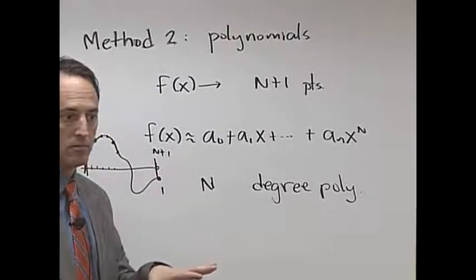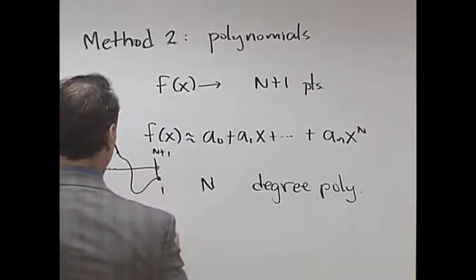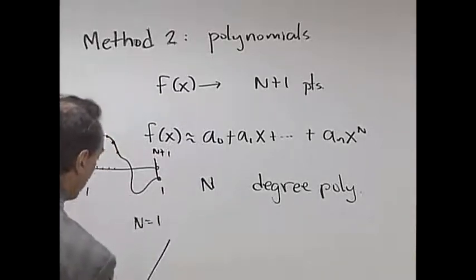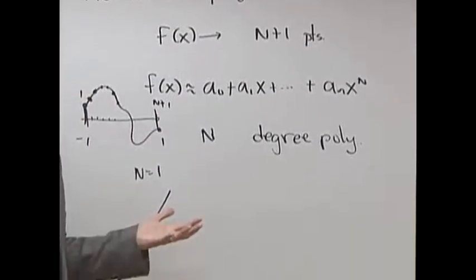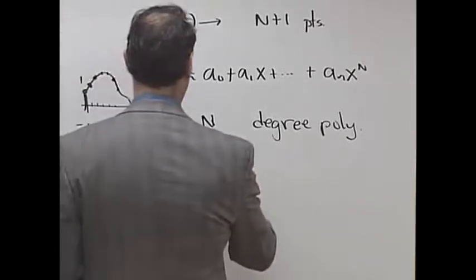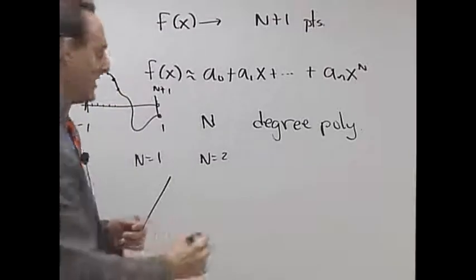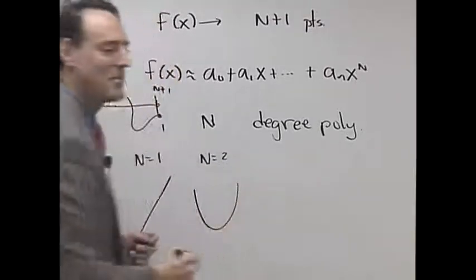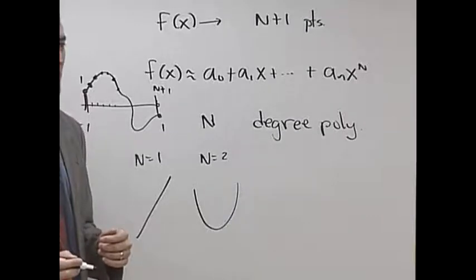First-degree polynomial. Let's talk about that. It's like a line, right? A0 plus A1x. What does the second degree look like? A parabola. You remember doing parabolas in 7th grade or so? Is that right? About right? Is that 7th grade, drawing parabolas?